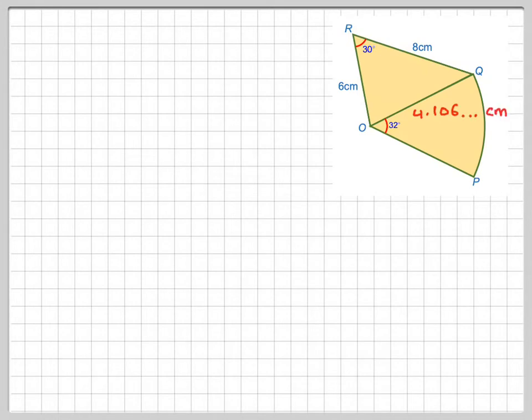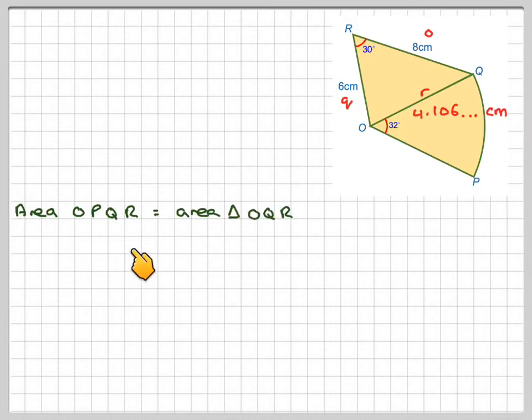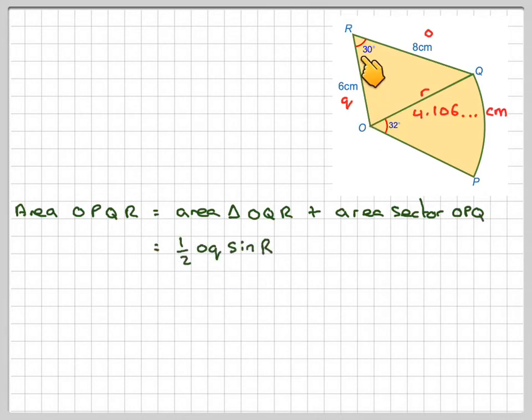Right, now to find the area of the whole shape. So we now know that this length is 4.106. Again, we're going to have this as QRO. So the area of the shape OPQR is the area of this triangle plus the area of the sector. Now, to find the area of the triangle, you've got 2 sides and included angle, so it's going to be a half OQ sine of R plus theta, we'll call that one theta, over 360 degrees times the area of the circle, which is pi R squared.